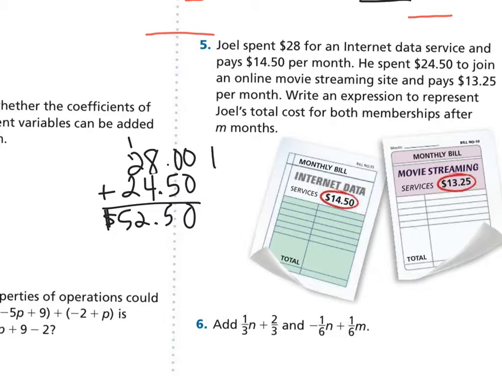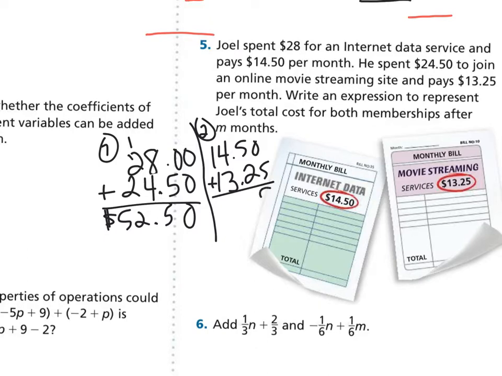So the $14.50 and the $13.25. So $27.75 would be the monthly amount that they're paying.